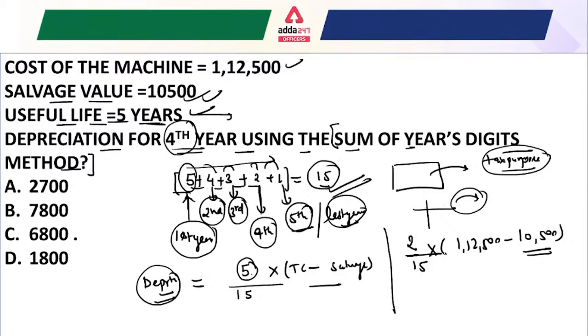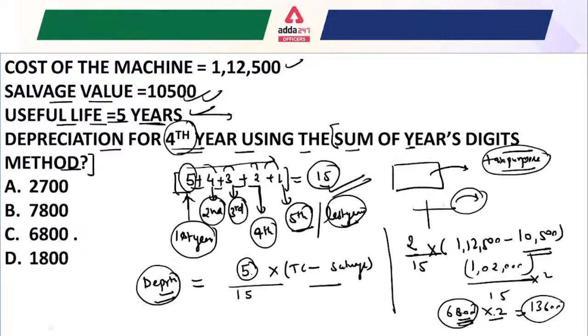So just calculate this and tell me what the value will be. You have to subtract 10,500 from 1,12,500. Okay, so that value would be 1,02,000 rupees, right? Now it is divided by 15 and multiplied by 2. Dividing by 15, the value would be 6,800 rupees. Okay, and now it is multiplied by 2, and it becomes 13,600 rupees.